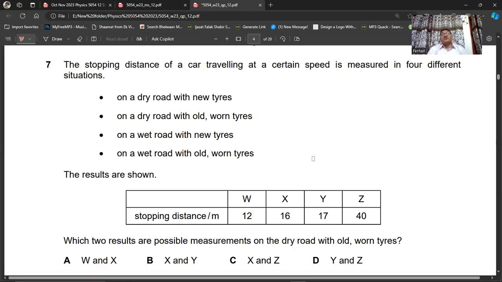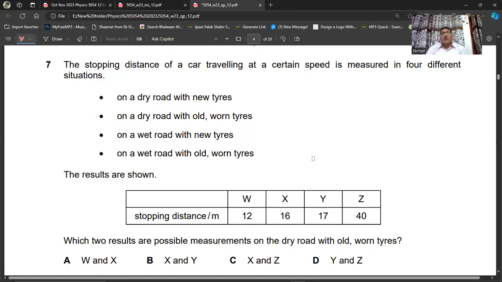The results are shown. The stopping distance for situation W is 12. For X, it's 16. For Y, it is 17. And for Z, it is 40. Which two results are possible measurements on the dry road with the old tires?